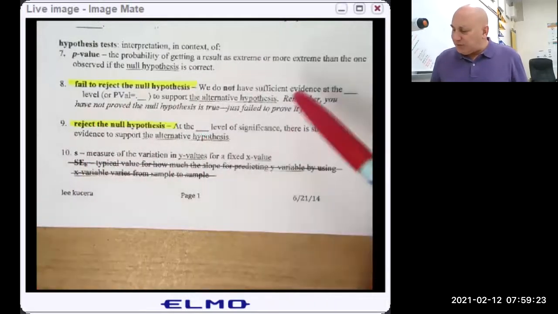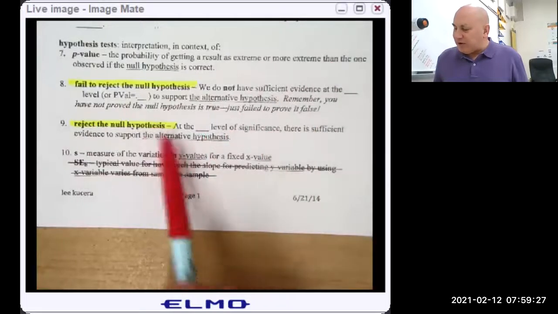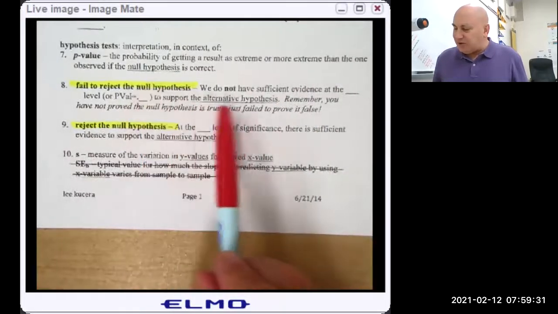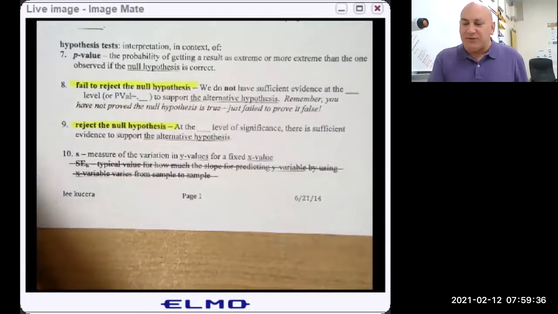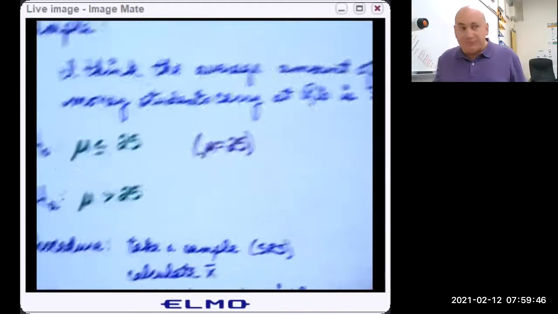So you'll notice that in both cases, we're talking about the alternative. Either you reject the null and conclude the alternative is true, or you fail to reject the null and say there is not enough evidence to support the alternative. And we'll talk about some variations on those statements as time goes on. But let's look at an example.